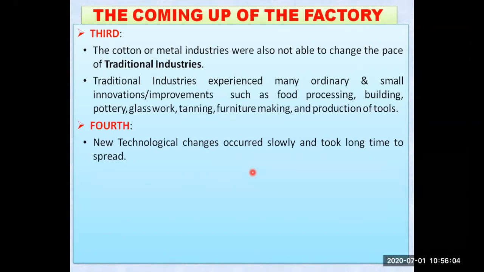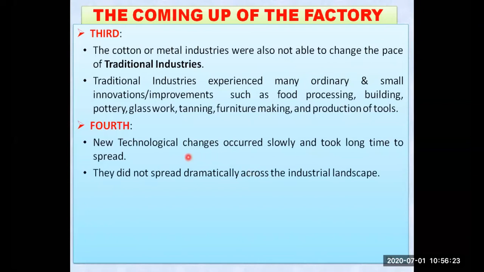So they used to wait for the time when there would be a successful experiment regarding that new technology. And if people saw that yes, there is a new technological change and it is working also, then people used to accept such new technological changes. So new technological changes did not spread dramatically across the industrial landscape, है ना.